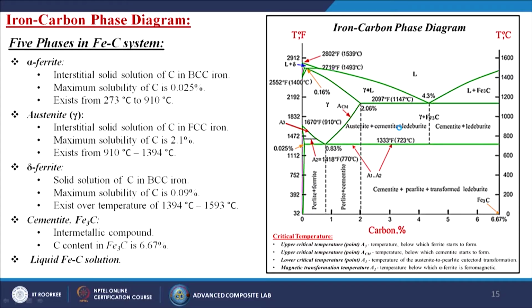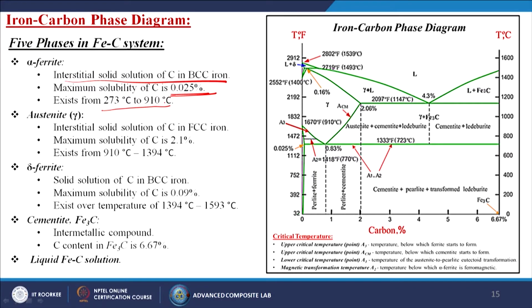Now we are going to discuss the famous iron carbon phase diagram. Five phases are present in the iron carbon system. First is alpha ferrite. Alpha ferrite is the interstitial solid solution of carbon in BCC iron. Maximum solubility of C is 0.025%. After that, the C will not be dissolved into that phase.